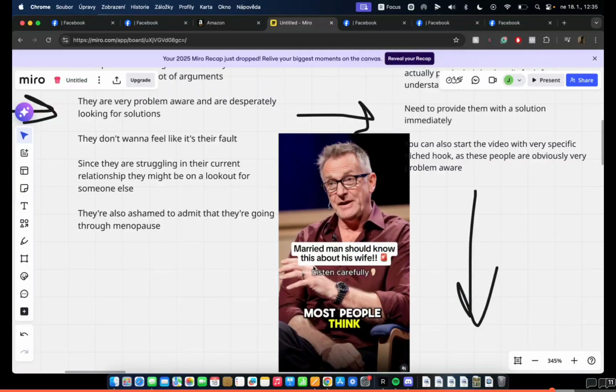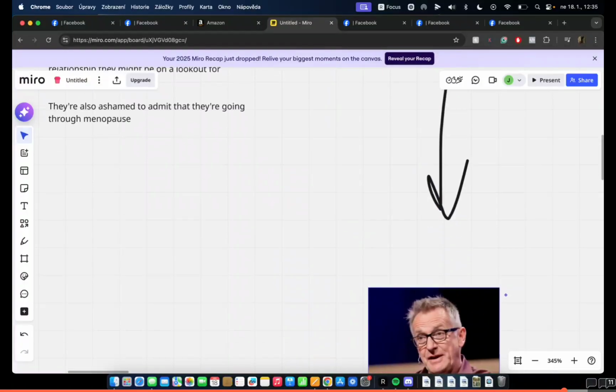And then you started with "married men should know this about his wife." Most people think menopause is just whatever. I don't actually remember the script, but to make it a bit simpler, it's like most people think that menopause is not a problem, but it's actually a massive issue that completely destroys a woman. So then all of these women get hooked because they want to feel understood.